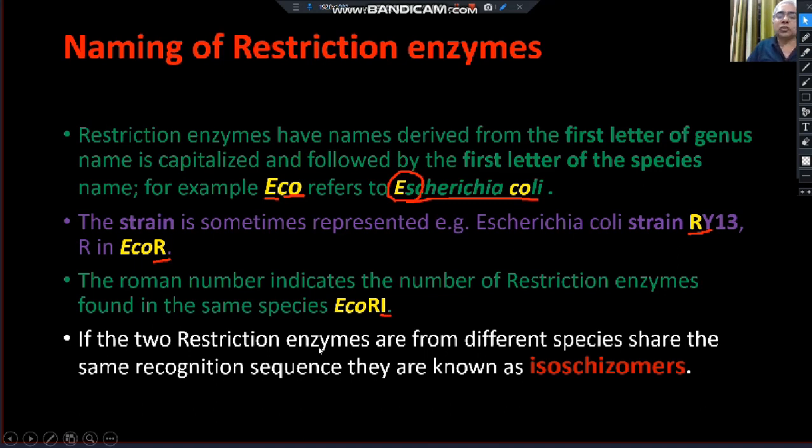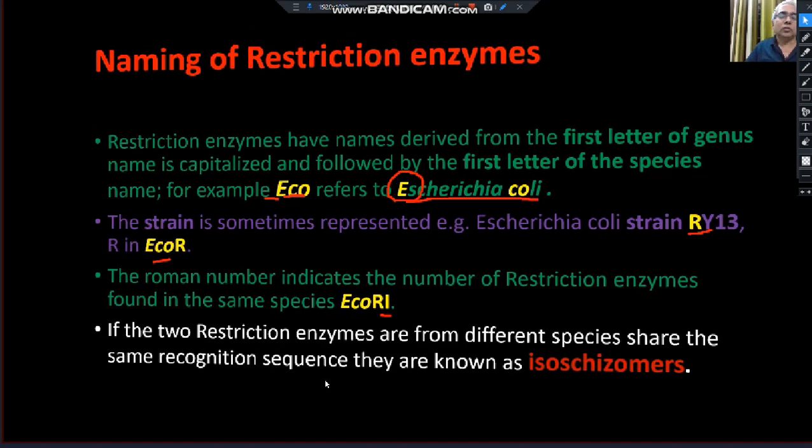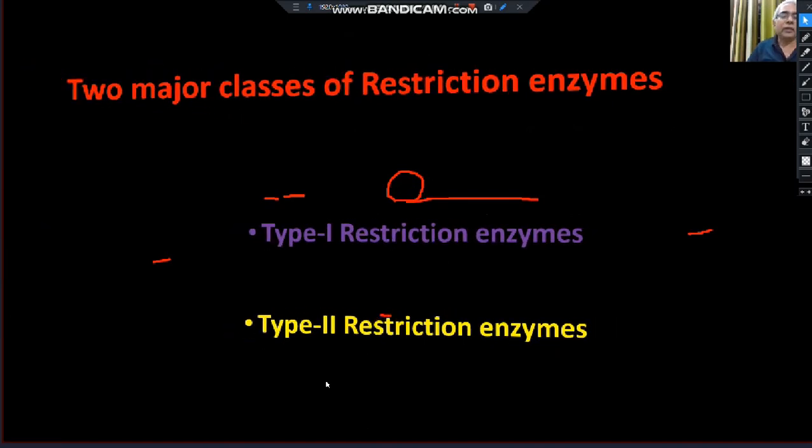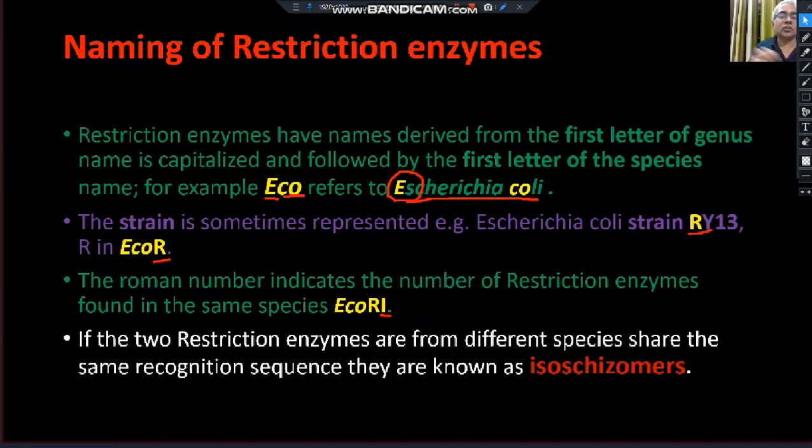If two restriction enzymes, दो रिस्ट्रिक्शन एंजाइम, 2 अलग अलग स्पीसीज से, ऑर्गेनिज्म से यदि मिलते हैं, and both these restriction enzymes act on the same recognition sequence, उसी रिकॉग्निशन सीक्वेंस पे ही एक्ट करते हैं, उनका रिस्ट्रिक्शन साइट सेम है, then such enzymes are termed as isoschizomers.